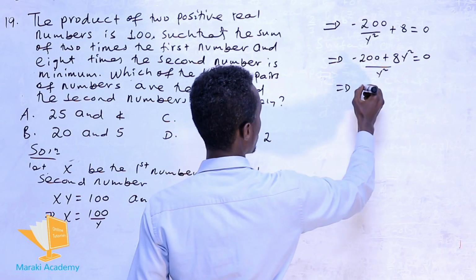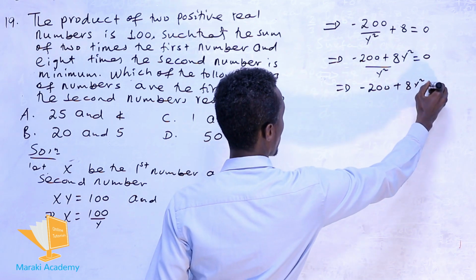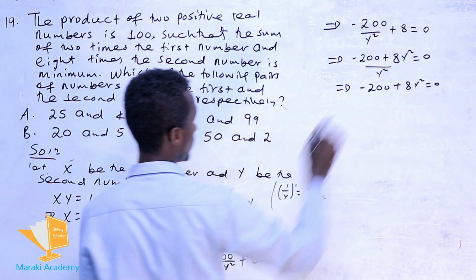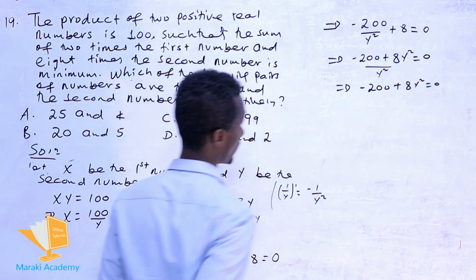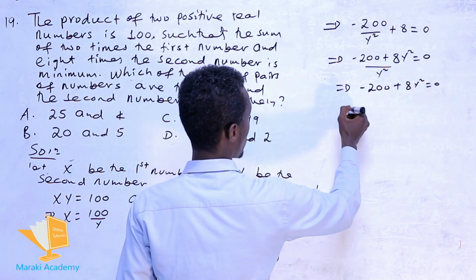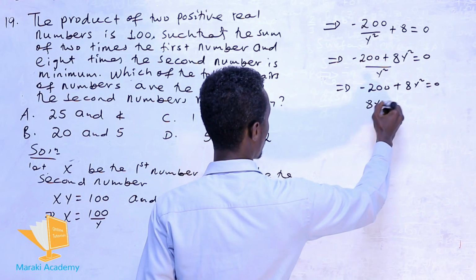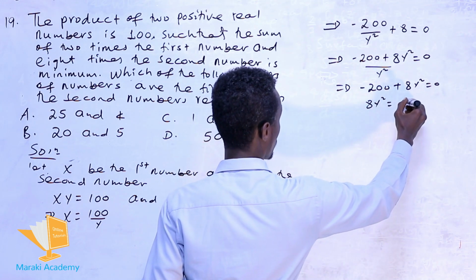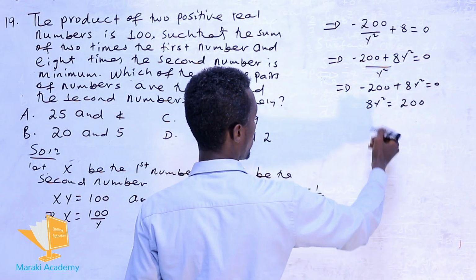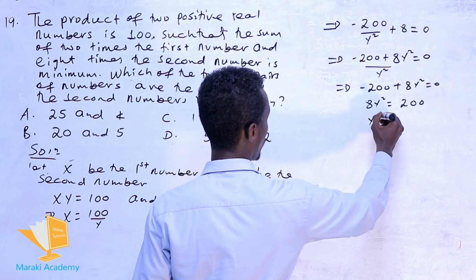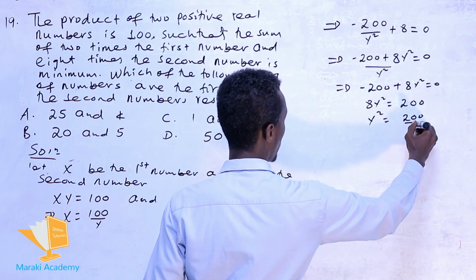So this implies minus 200 plus 8 times y square, which is equal to 0. Y square times 0 is 0 when we cross multiply. So this implies we have 8 times y square, which is equal to 200. When we divide both sides by 8, we have y square, which is equal to 200 divided by 8.